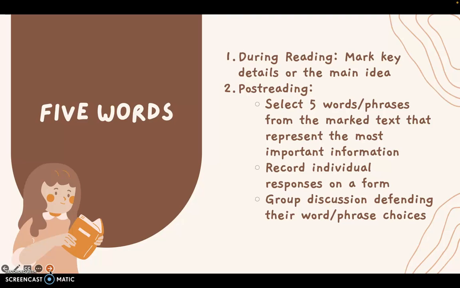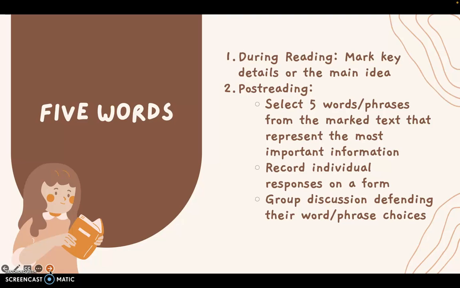And then post-reading, you're going to have students select 5 words or phrases from the marked text that represent the most important information. And so they will choose, and this aspect of it being 5, that's what the strategy is called, 5 words. Depending on the amount of text, whether it be a paragraph or maybe 5 pages or a whole chapter, you may need to adjust that number as the teacher, and obviously that's up to your discretion.